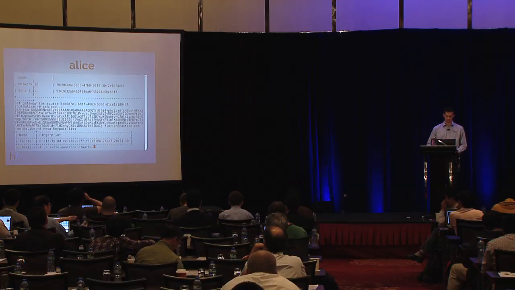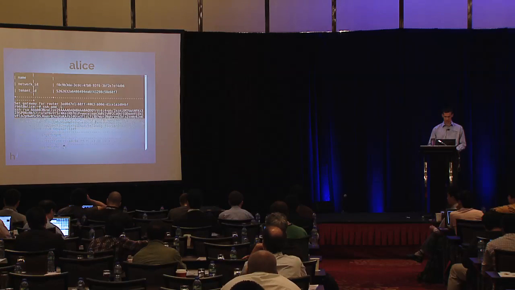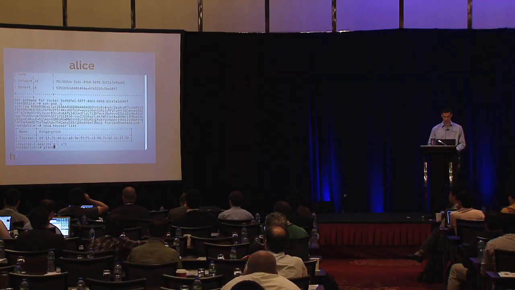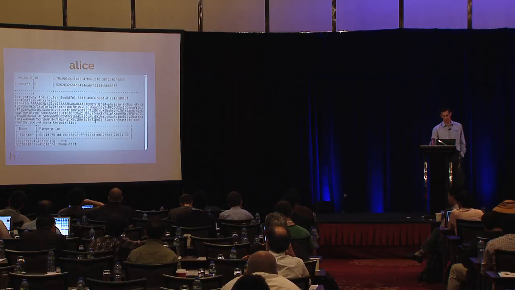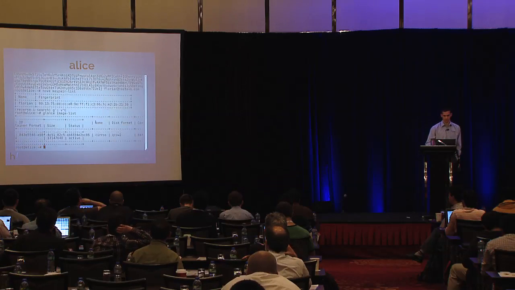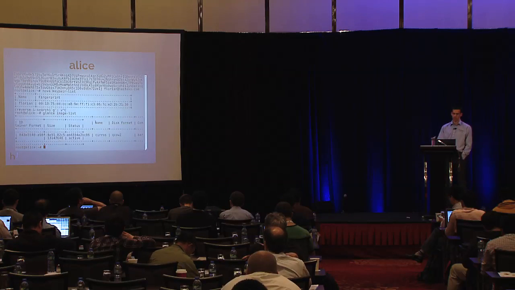In the meantime, over here, our glance image list should show the new image that we have. There we go. So that's the Cirros image that we have just created.